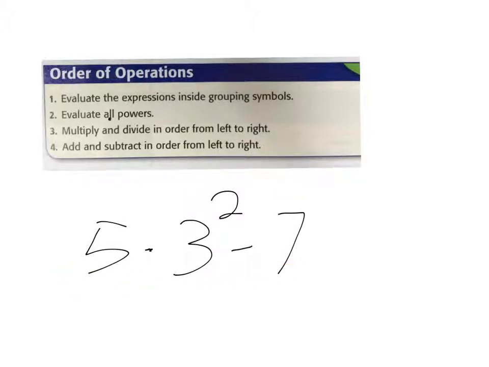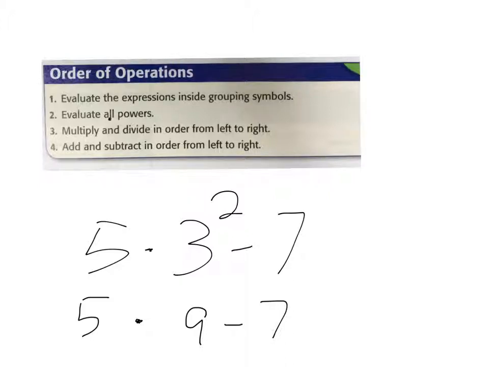Next, you need to evaluate all the powers. Well, ladies and gentlemen, do we have a power? Well, yes, we do. It's right here. What is 3 squared? We know 3 times 3 is 9. 9 minus 7. Then we put the 5 multiplication out here. And I'm going to use a dot right here for my multiplication sign because when we start writing variables, it gets kind of confusing writing an X there.